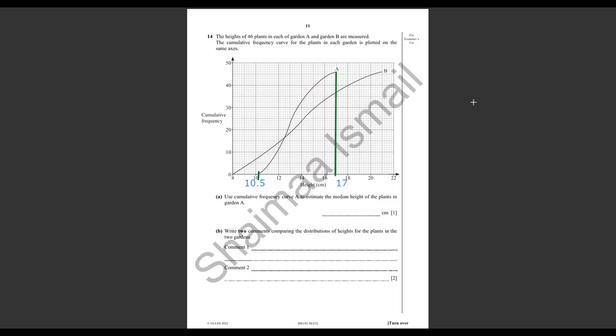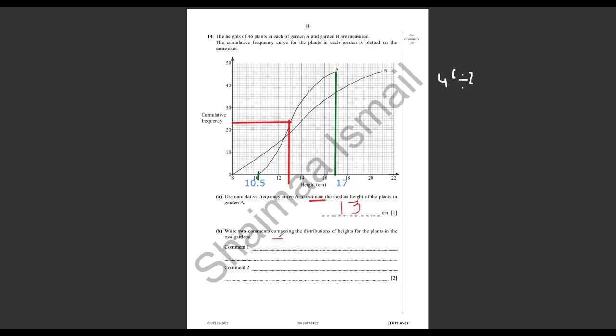It tells you 46 plants, so the end of them is 46. So 46 divided by 2 is 23. I'm going to mark it. Here 21, 22, 23, which is exactly 13. And he gave you an estimated one, which is clearly about 13. Okay.